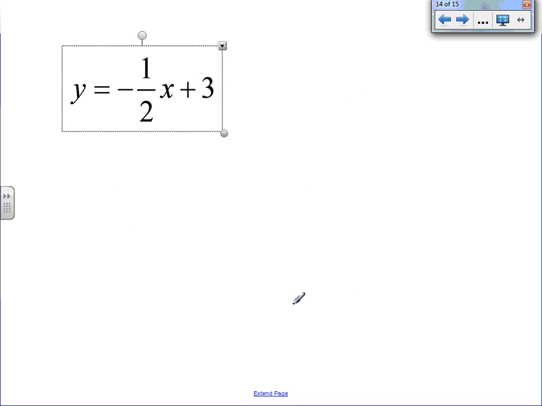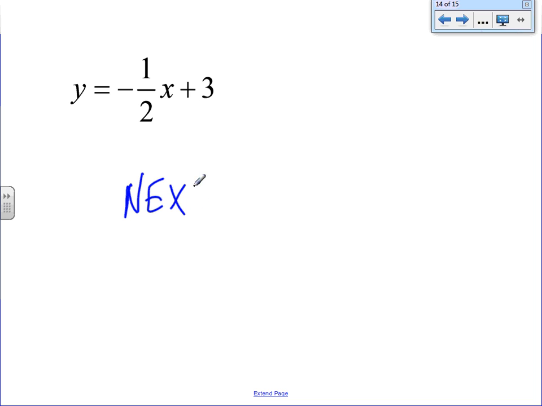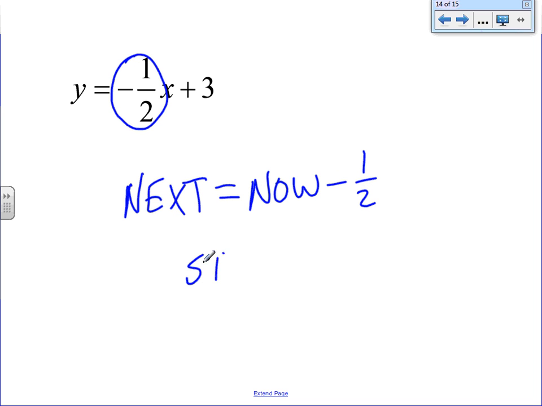And then finally, I think for today, we've got y equals negative 1 half x plus 3. So if we do this as a next-now, don't let the fractions scare you. Halloween's over, no need to be scared of fractions. Next equals now, my slope in this case is negative 1 half, so now minus a half. Starting at 3. Okay, that's it, I think.